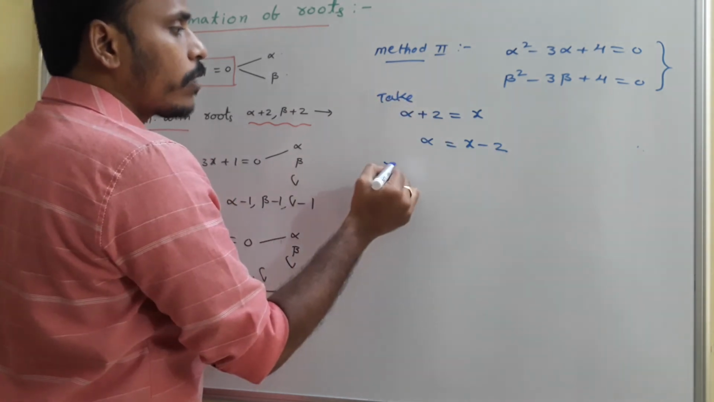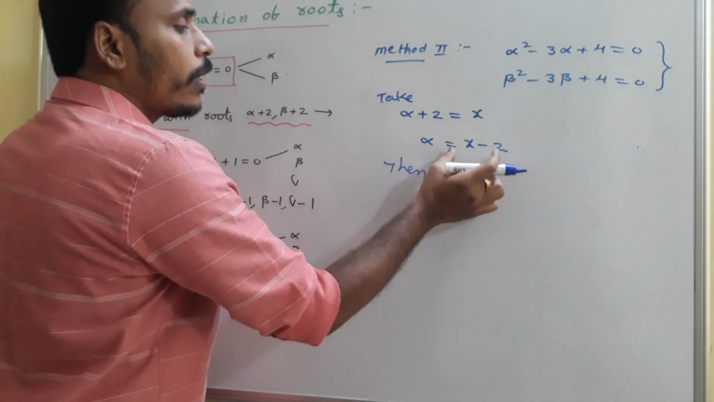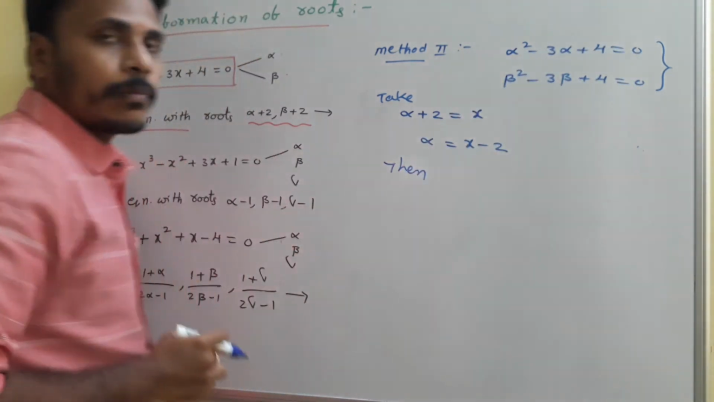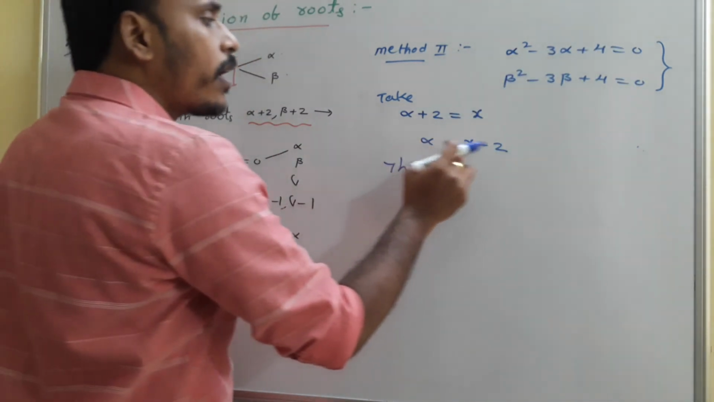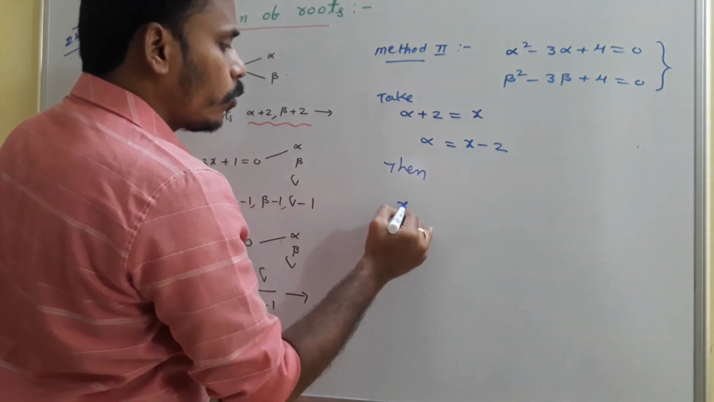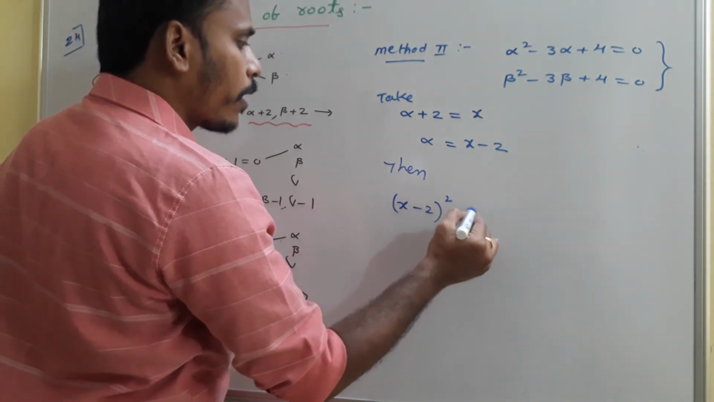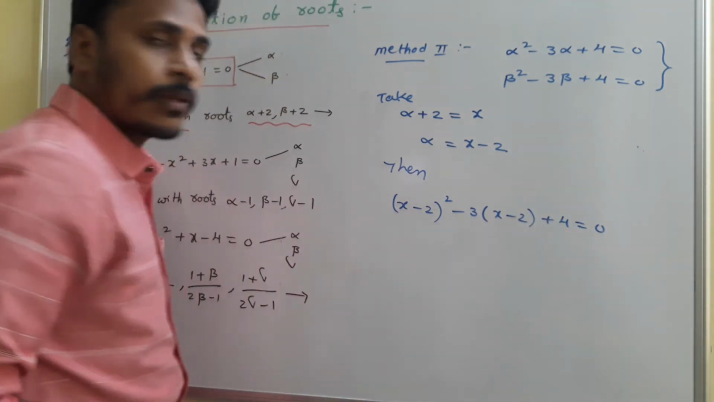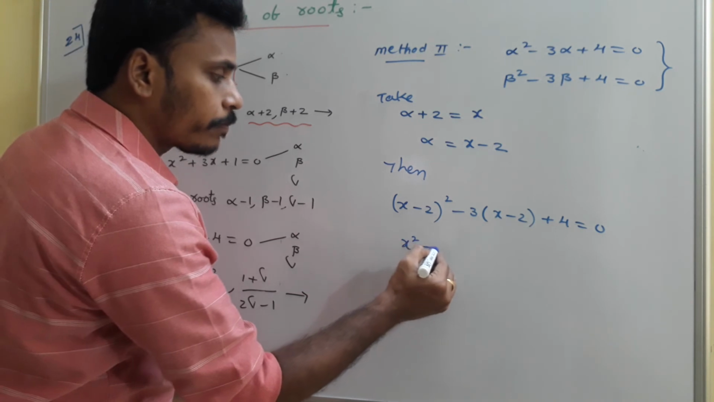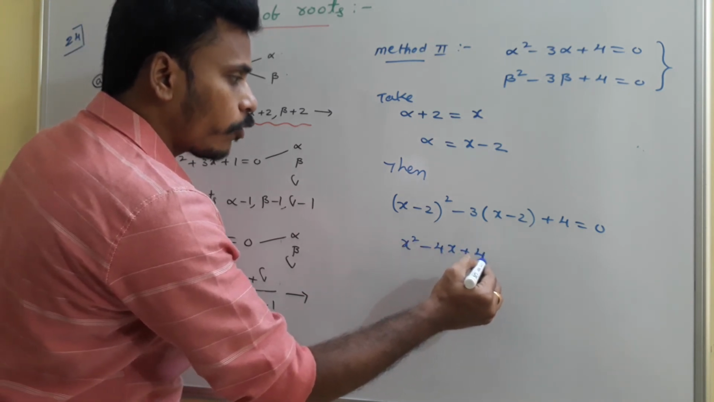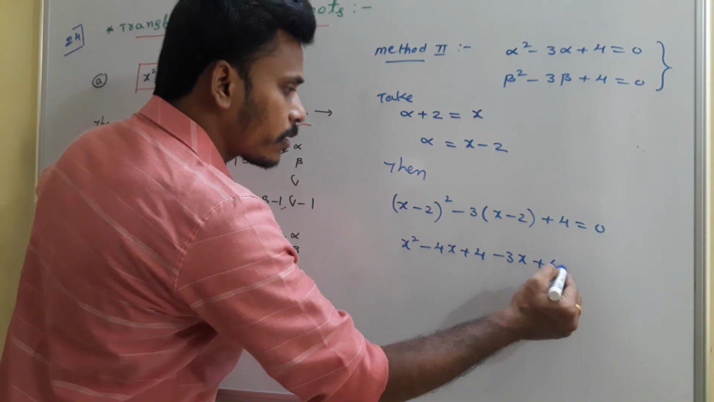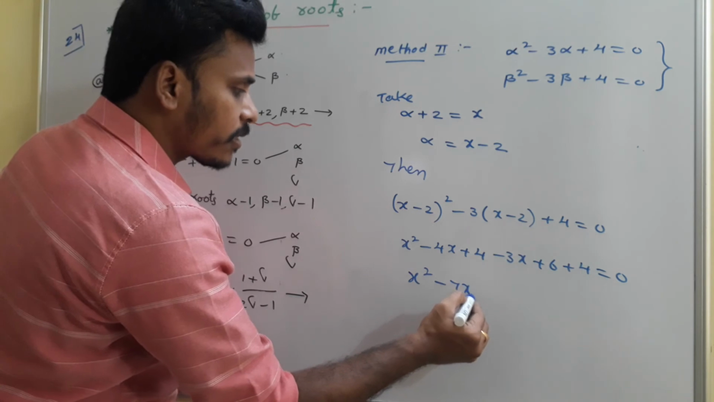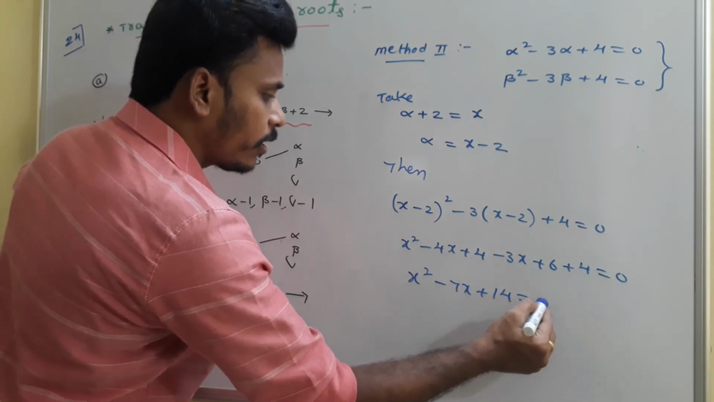Since alpha is equals to x minus 2, you just replace alpha as x minus 2 in this equation. This is correct because alpha is a root. So alpha is x minus 2. Now replace that. So you will get x minus 2 whole square minus 3 into x minus 2 plus 4 is equals to 0. Just solve it. x square minus 4x plus 4 minus 3x plus 6 plus 4 is equals to 0. So x square minus 7x plus 14 is equals to 0.